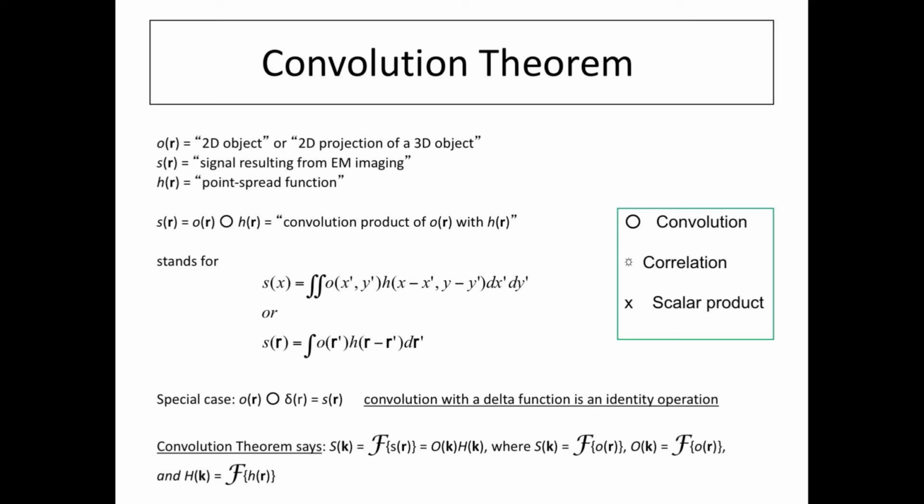So in order to determine the convolution product, or in order to determine the image that we would see for a particular object given a certain instrument, all we have to do is take the Fourier transform of the object and multiply it with the Fourier transform of the point spread function, which is the contrast transfer function. So this is object transform times contrast transfer function. That's all we need to know.